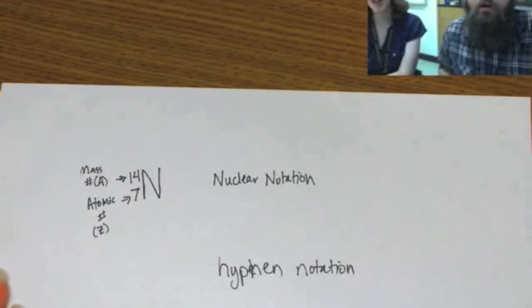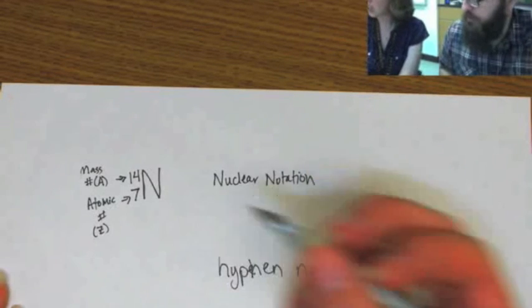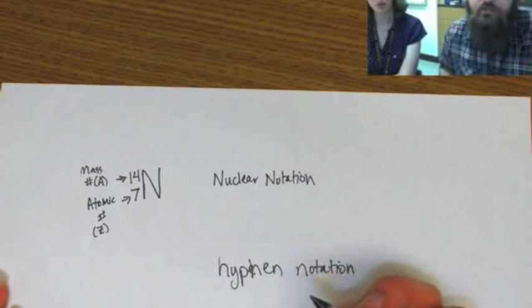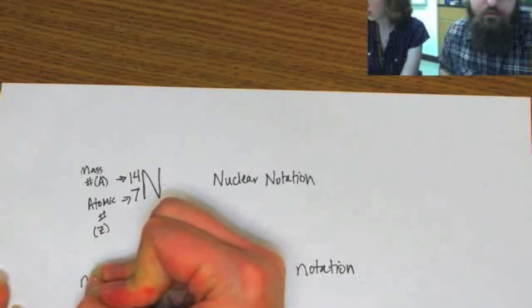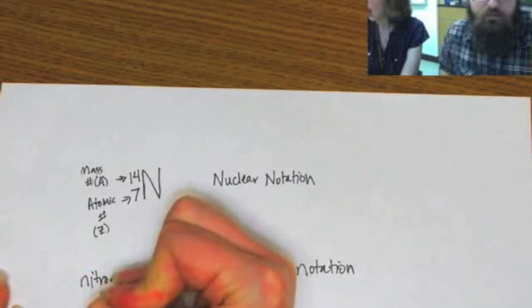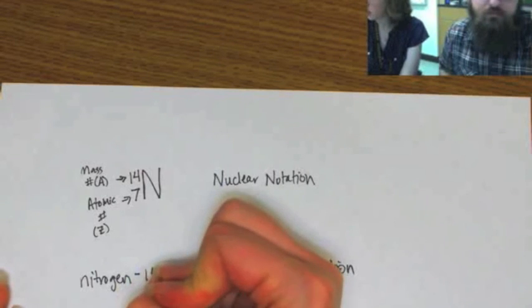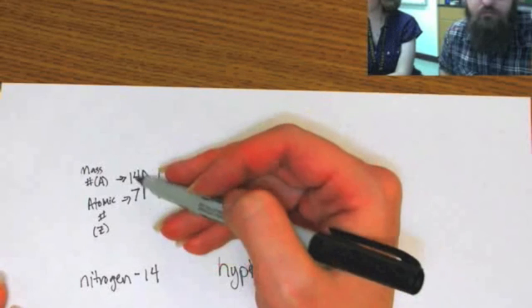So if we know what element we're looking at, we can find our atomic number, we can find our protons. So what we really need to know is what our mass is going to be. That particular isotope. And so if we were going to write our hyphen notation, we would start with the name of our element. The name of our element was what? Nitrogen. So we just write out nitrogen, hyphen, so it's going to be a dash, the mass. And so what was our mass? 14. So N with a 14 and a 7, that was nitrogen with a mass of 14, atomic number 7.